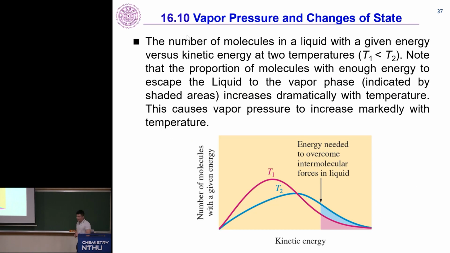Then, another thing you want to know is, we kind of didn't go through this in this class, since we only have 16 weeks. We kind of miss a lot of things. The number of molecules in a liquid is given with a given energy versus kinetic energy at two temperatures. Note that the portion of molecules with enough energy to go from liquid to vapor phase increases drastically with temperature. This is another thing that we didn't go through, unfortunately, because we didn't talk about gas. This is the Boltzmann distribution of energy.